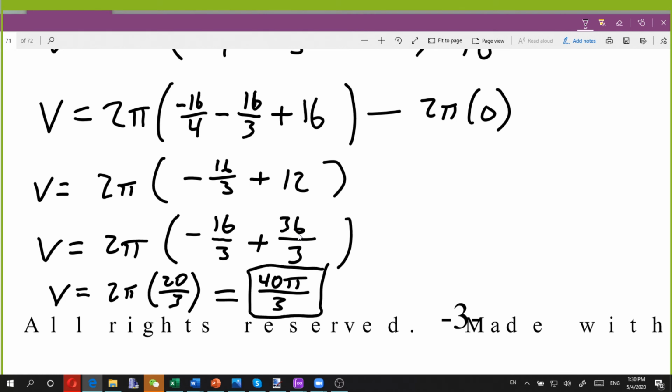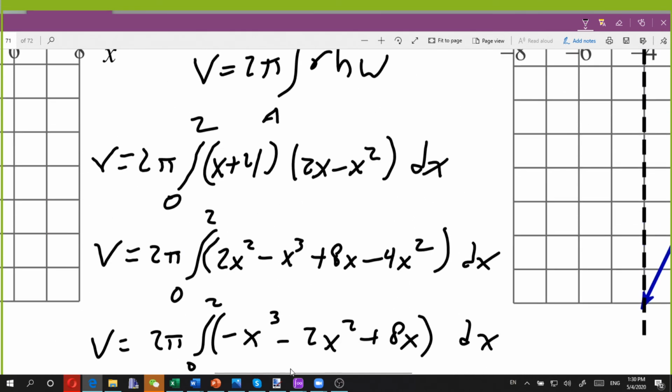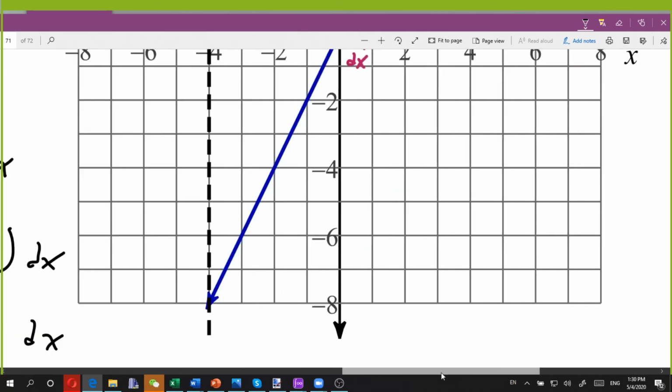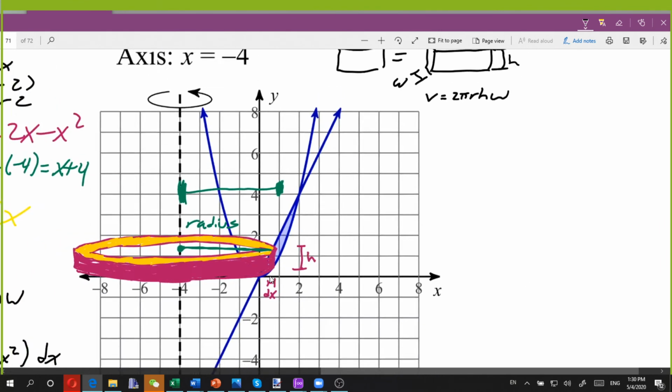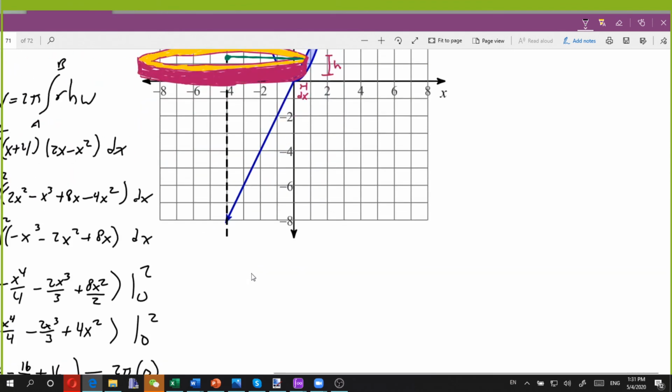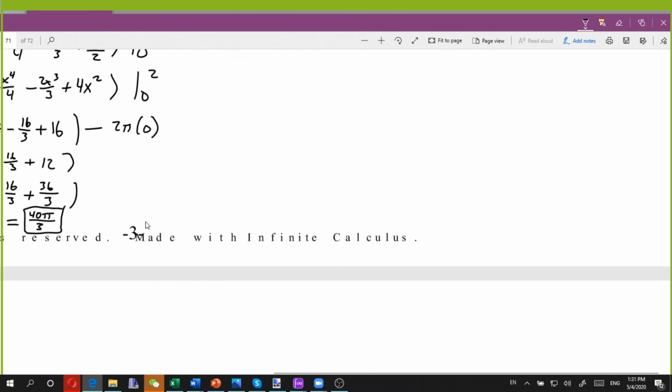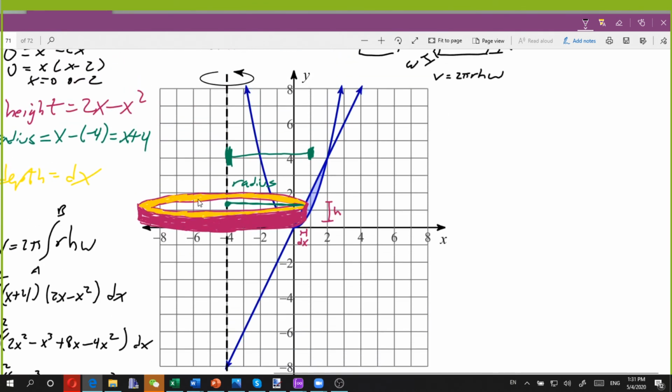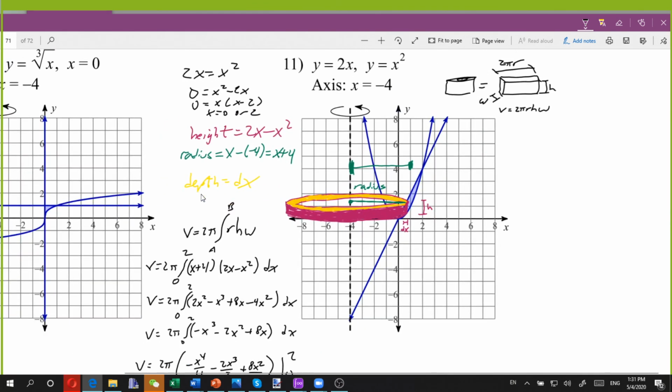Which would be the volume of the shape that results if we spun this two-dimensional area in blue about our axis here in black. We'd end up with a crazy hollow shape by stacking a bunch of these two-dimensional cylinders on top of each other. That hollow shape, though, would have a volume of 40 pi thirds. Any questions on what we did for shell method?